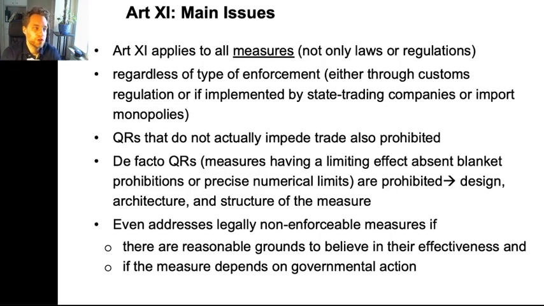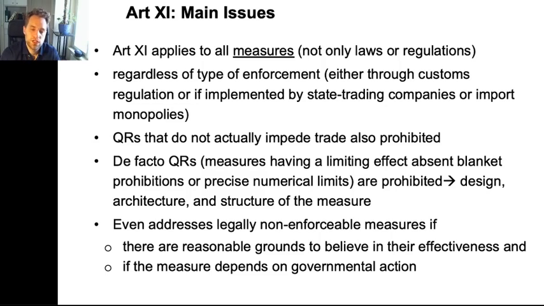The type of enforcement is also not decisive here. So it might be through customs regulations, or they might be implemented by state trading companies or import monopolies, so governments do not themselves directly do that, but they say, okay, we'll transfer the task of applying a quantitative restriction to a private company or a company that might be constituted as a private one but is entirely held and controlled by a state. That, however, is not decisive for Article 11 to become operative.